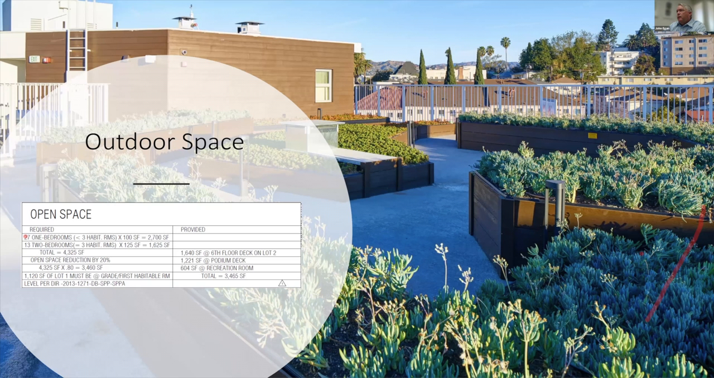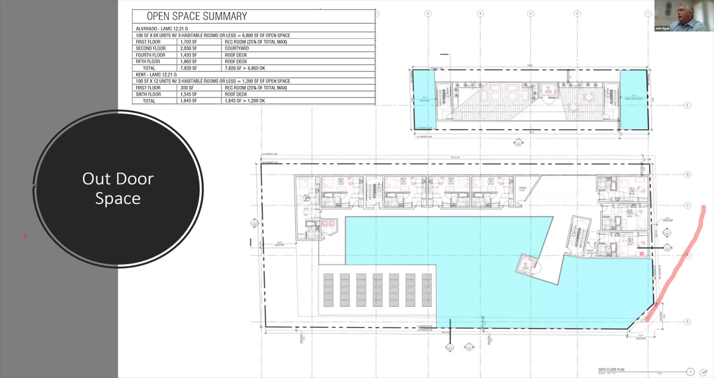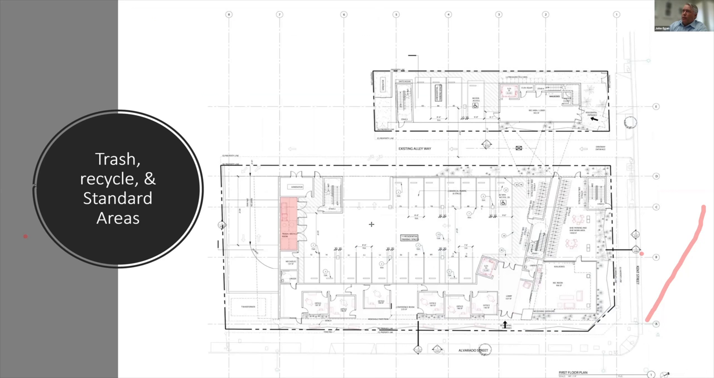Outdoor space. Rooftop outdoor space, extremely expensive. Try to avoid it if you can. Try to have your outdoor space on the lowest levels possible. It increases costs pretty dramatically. This is a rooftop garden terrace. And then you can see as we get to the next building that we're working on, we're looking at all ground floor area for calculating outdoor space. And that's based upon how much is required per unit.